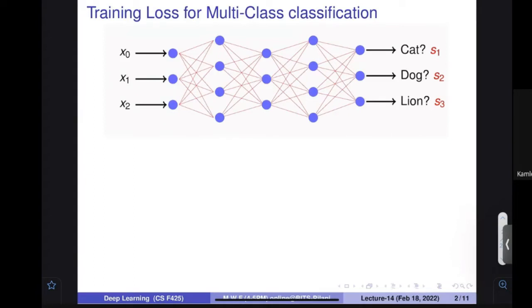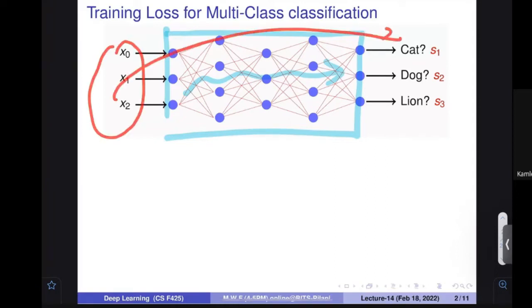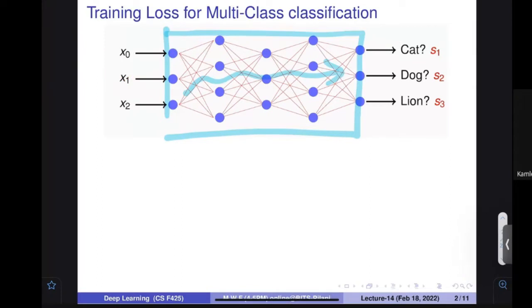So you can see that there is some input, x0, x1, x2, that is going inside, and you have a neural network circuit from here to here. In between something is happening, and as you always think, when you are feeding something to the system, you are going to get some output. So this input-output thing is not new for you.